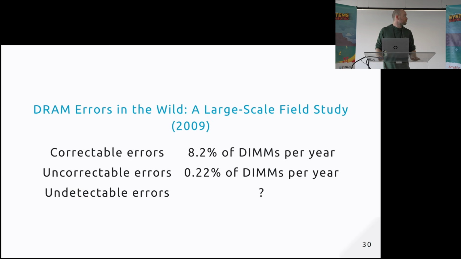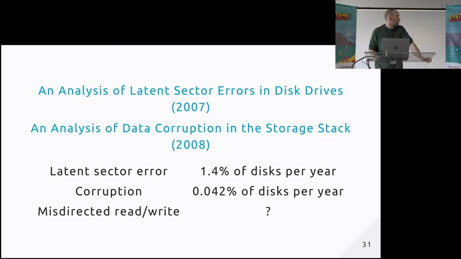There's another series of two papers for disks. A latent sector error is when part of the disk stops responding to reads or writes, maybe temporarily or maybe permanently. These are pretty easy to deal with because at least you get an error. But about 0.042% of their disks per year silently corrupted their data. So you write something to the disk, and when you go to read it later, you get back something slightly different. And this corruption is not detected. You have to do this yourself in software.